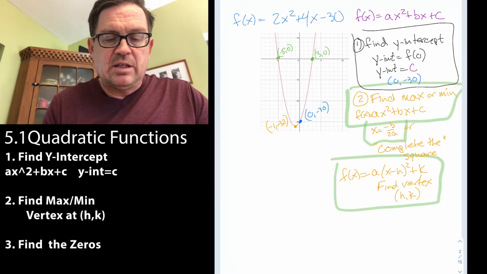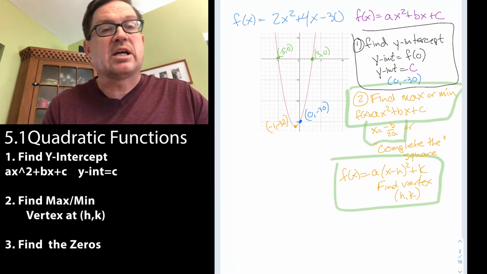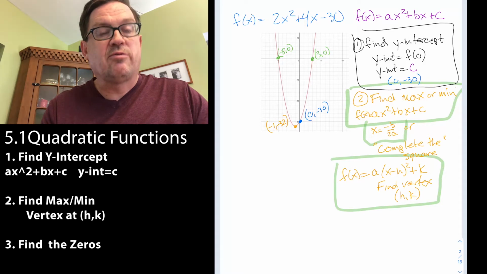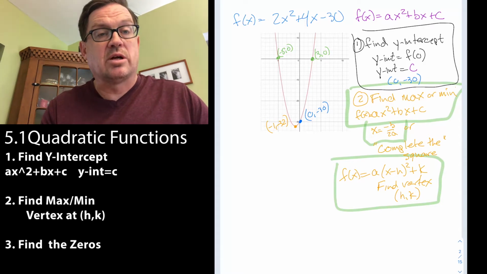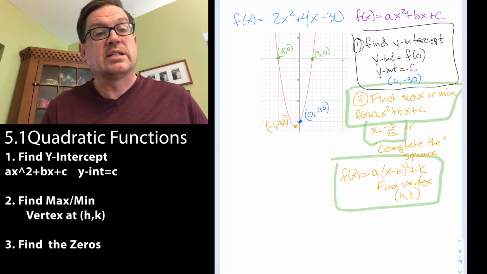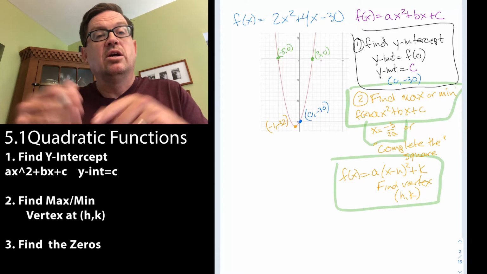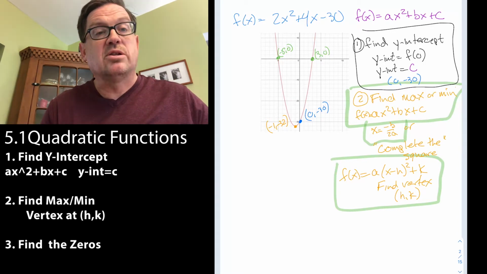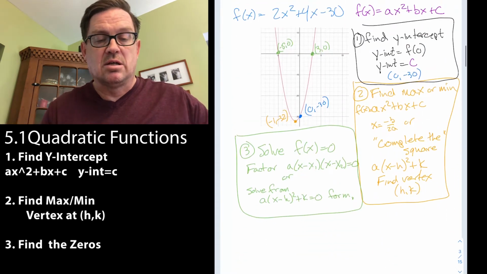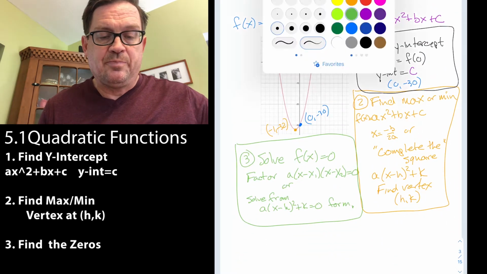Or if you can change it by completing the square to get the form a times x minus h squared plus k, then it's easy to read off the value for the vertex h, k. Conversely, if you have a graph and you know it has a vertex at h, k, you can write down the completed the square form easily. So that's a nice way to go.